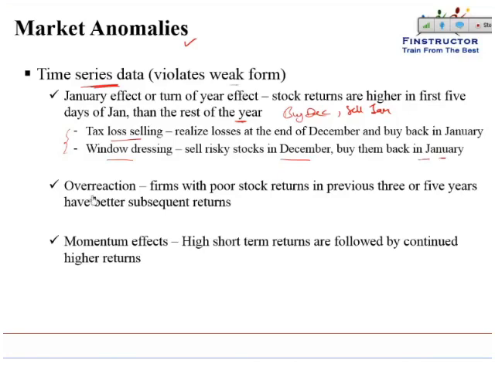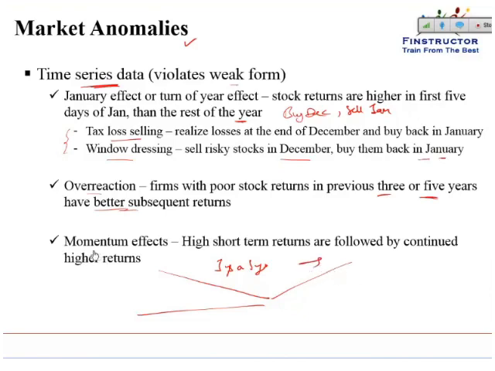We've also seen that overreaction happens. That is, firms with poor returns in the first 3 to 5 years get significantly beaten down, and they have better returns in the next 3 to 5 years. So if the stock has continuously been falling for 3 years or 5 years, then we see that it tends to perform better in the coming years.